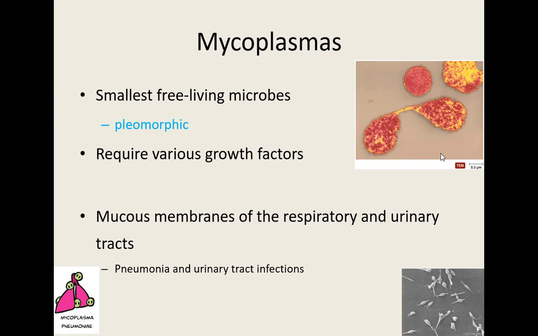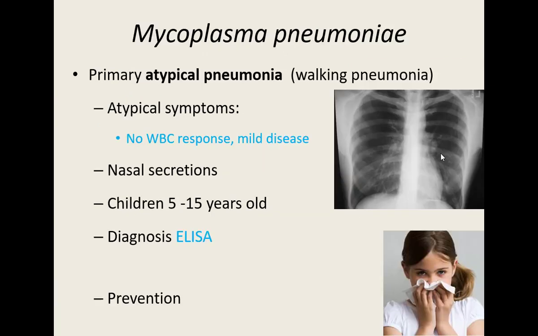But they can grow and seem to cause the most infections on the mucous membranes of the respiratory tract and the urinary tract. And so these are bacteria that can cause pneumonia and urinary tract infections. These are not the top causes of pneumonia and urinary tract infections, but they are a cause. It's pretty rare. I don't know the last time I've heard of someone getting a Mycoplasma infection, but they're out there.